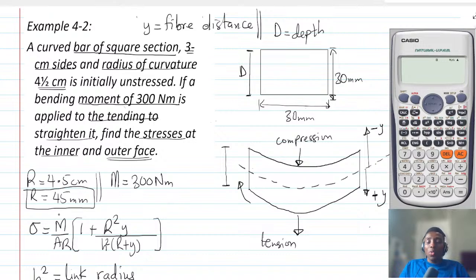Now the m here is the bending moment, or sometimes it is called the couple. From the question, the bending moment was 300 Newton meter. Since we are dealing with millimeters, 300 Newton meter will be 300 times 1000 millimeters, which is the same as 1 meter. We are converting everything to millimeters so that whatever answer we get will be in megapascal.